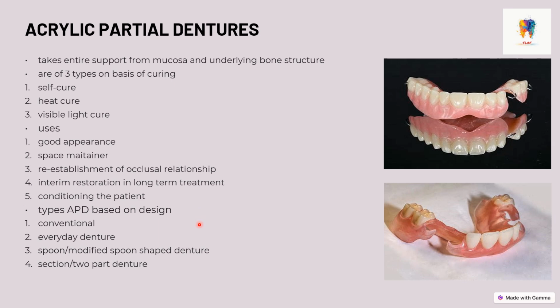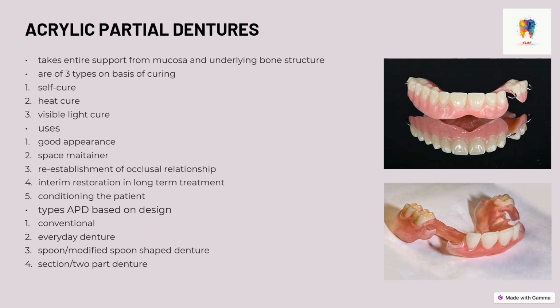First are the conventional acrylic partial dentures, everyday dentures. Everyday dentures are mostly given for anterior teeth, specifically when one or two teeth are missing, and they are mostly given in pediatric patients. Everyday dentures also have a 3 mm distance from the gingival marginal line, and they have a wire stop posteriorly. This was all about everyday dentures.